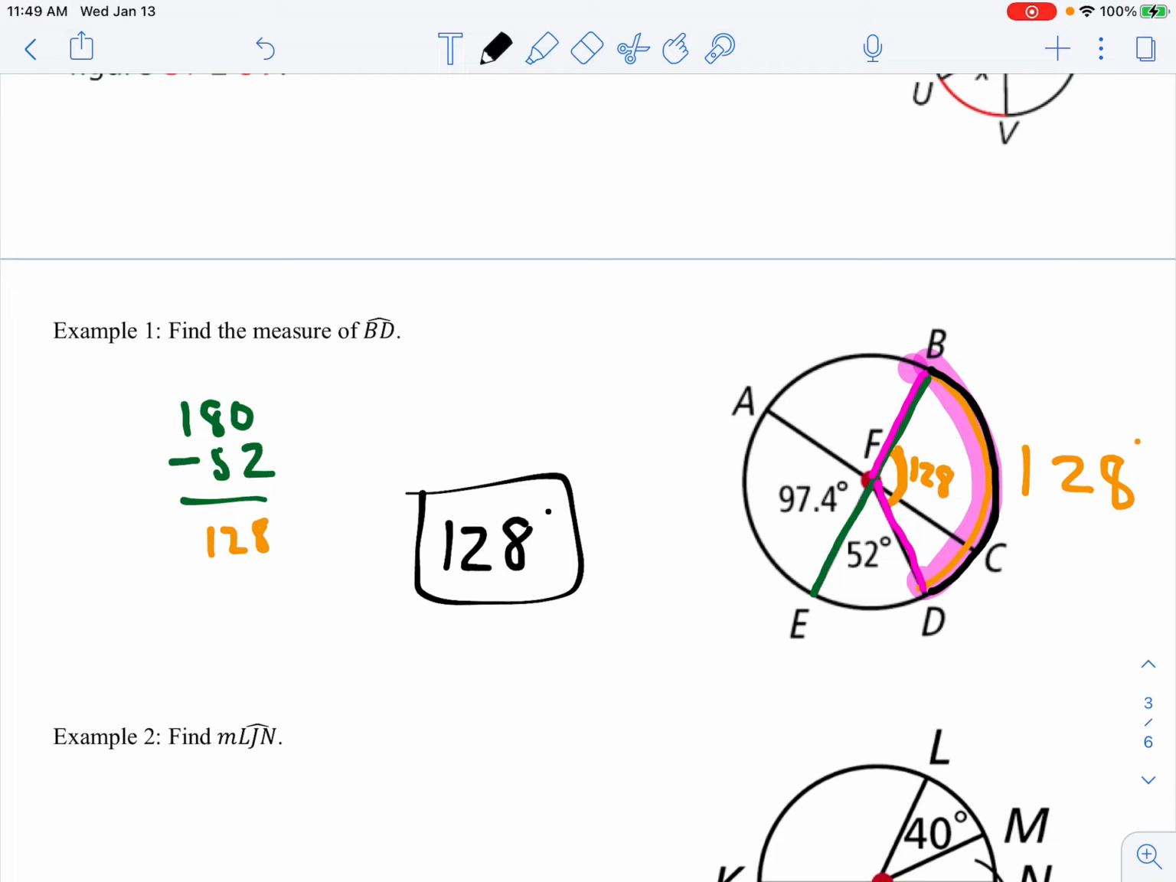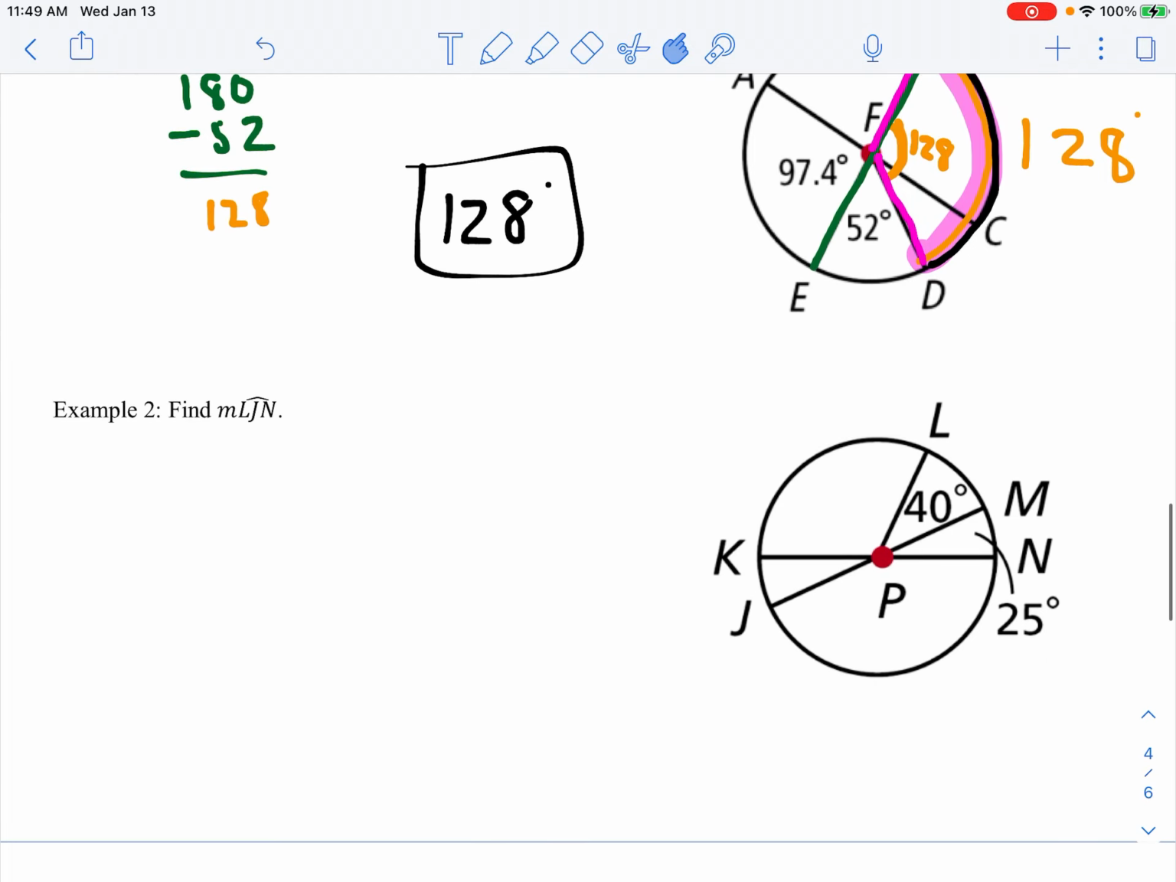Now, when we look at these pictures, we are always going to be trying to look for that semicircle, that half line, so that we can find things that add up to 180, and we can fill in missing angles. Half a circle always has to add up to 180.